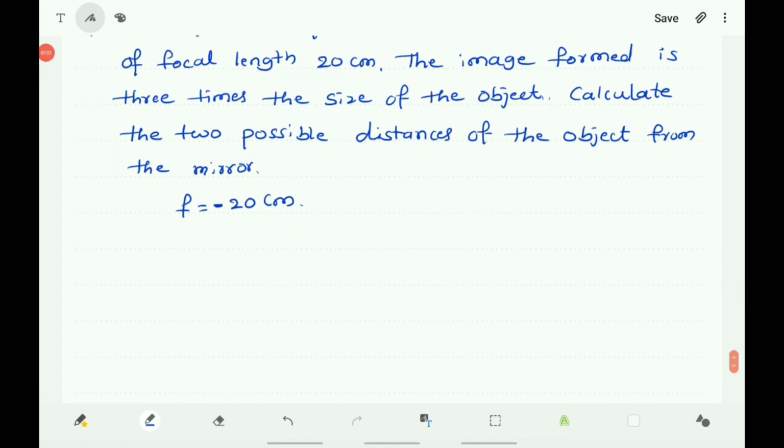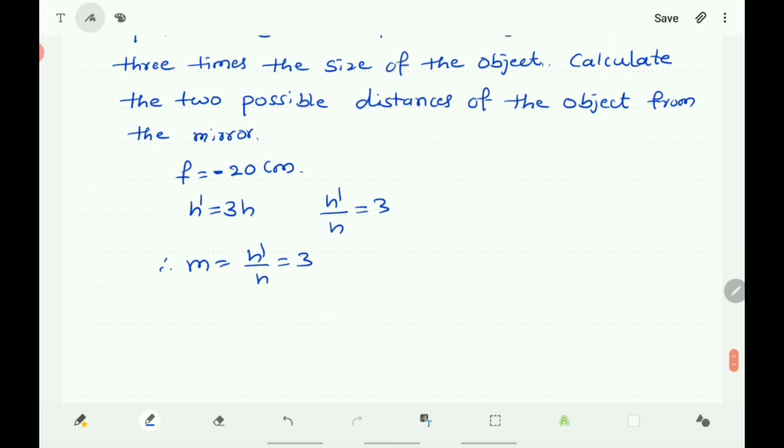Then the size of the image is 3 times the size of the object. So here h dash is the size of the image, that is equal to 3 times the size of the object. h dash is equal to 3h. Therefore h dash by h is equal to 3. Therefore m is equal to h dash by h is equal to 3. The magnification is here 3.